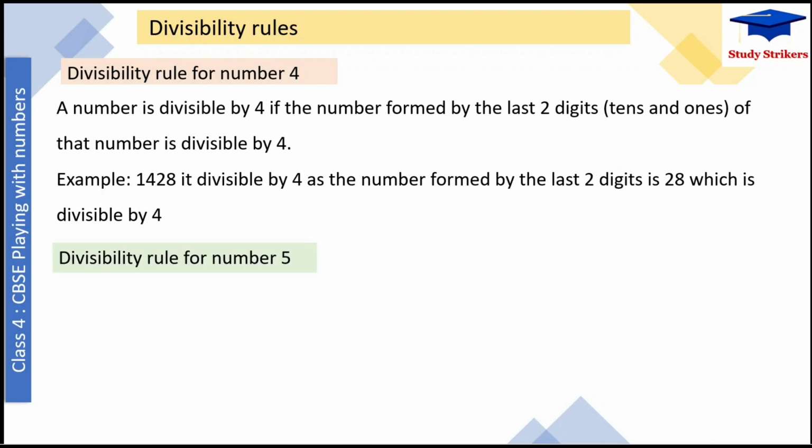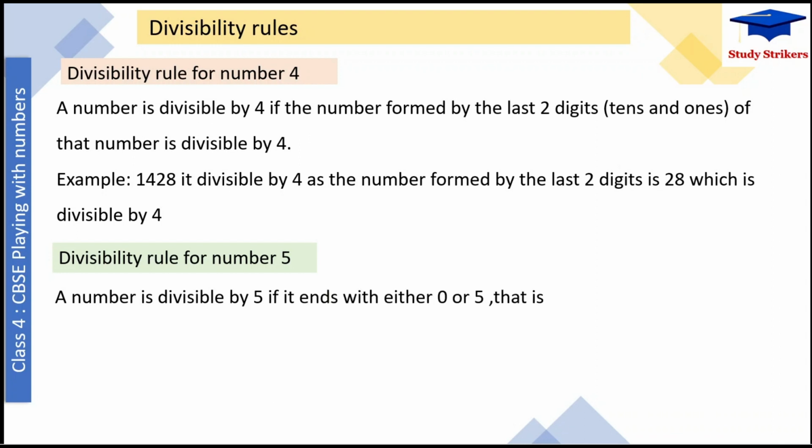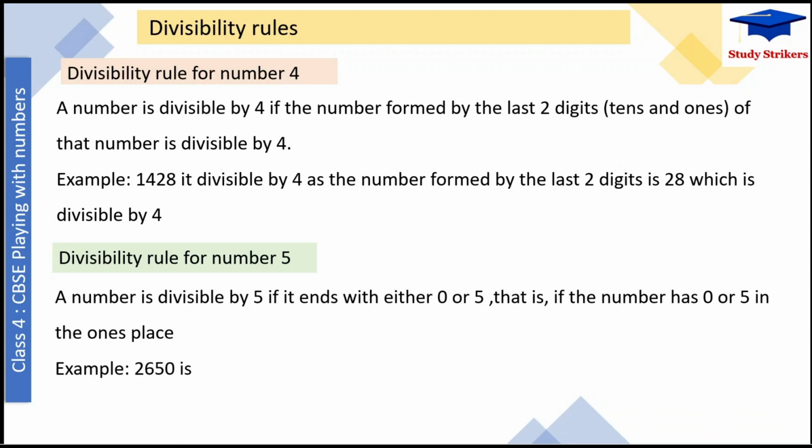Next is the divisibility rule for number 5. A number is divisible by 5 if it ends with either 0 or 5. That is, if the number has 0 or 5 in the ones place. Example: 2650 is divisible by 5 as the number ends with 0.